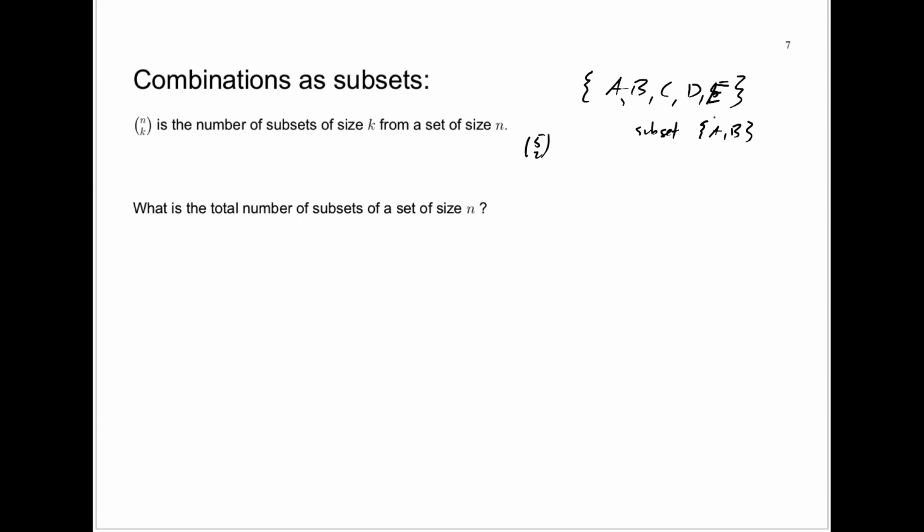How many subsets are there of size 3? Well, any combination of size 3 will have 3 distinct elements. Look at the subset that contains those 3 things.